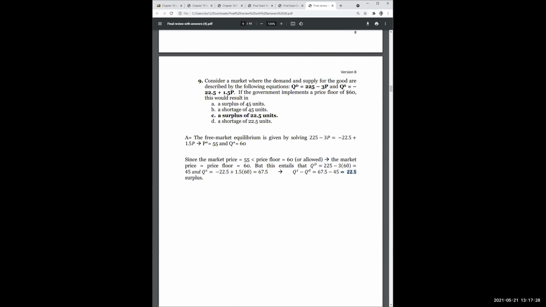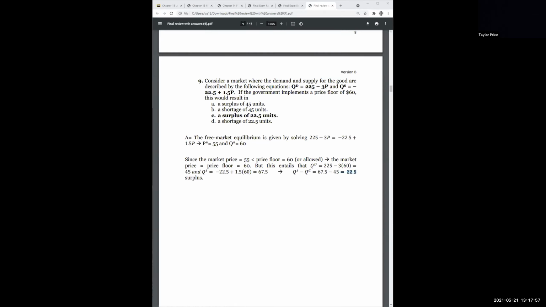Okay, got it. So in this case, the price floor is higher than the market price. So it binds, right? Yes. Okay. So if it was not binding, would we have to do anything? No. If it was not binding, you could just say, and there would be an answer here that says it doesn't change the outcome. Okay, got it.